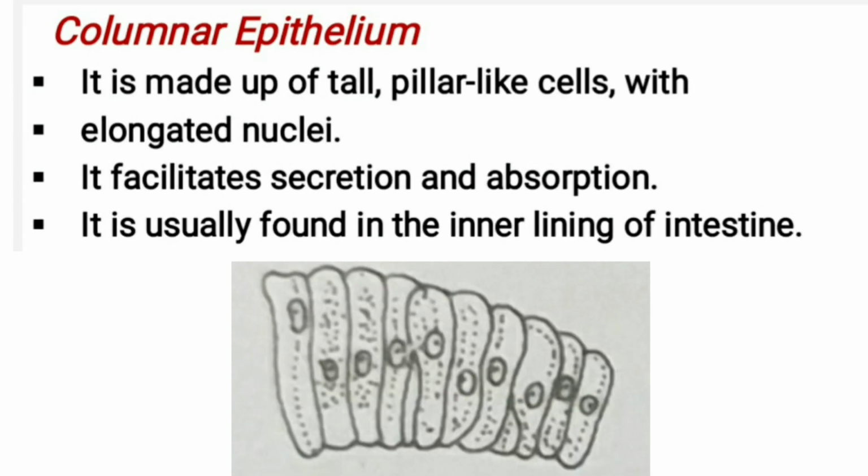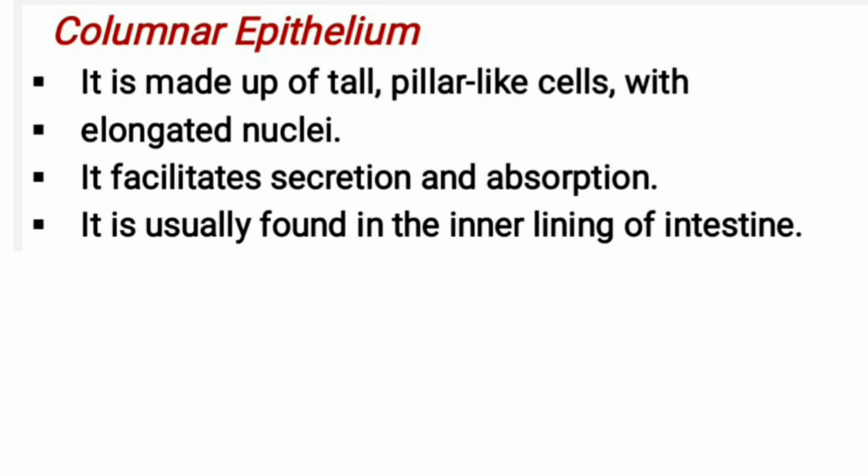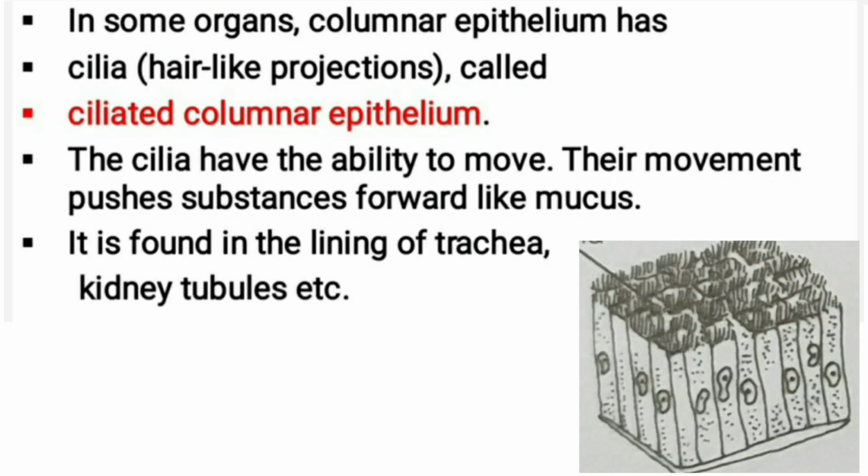Next is columnar epithelium. It is made up of tall, pillar-like cells with elongated nuclei. It is usually found in the inner lining of the intestine, where absorption and secretion occur. Next is ciliated columnar epithelium. When columnar epithelial cells possess cilia, that is hair-like projections, it is called ciliated columnar epithelium. The cilia have the ability to move. Their movement pushes substances forward like mucus. It is found in the respiratory tract and also lines oviducts, sperm ducts, kidney tubules, etc.